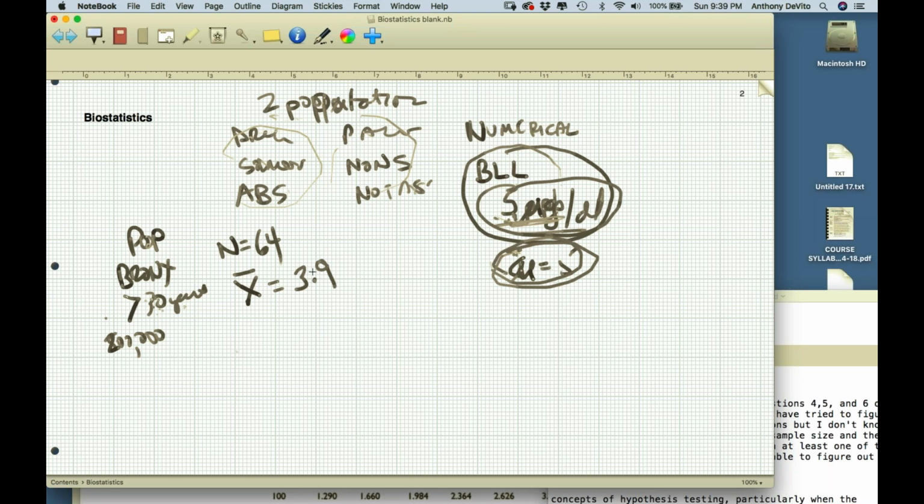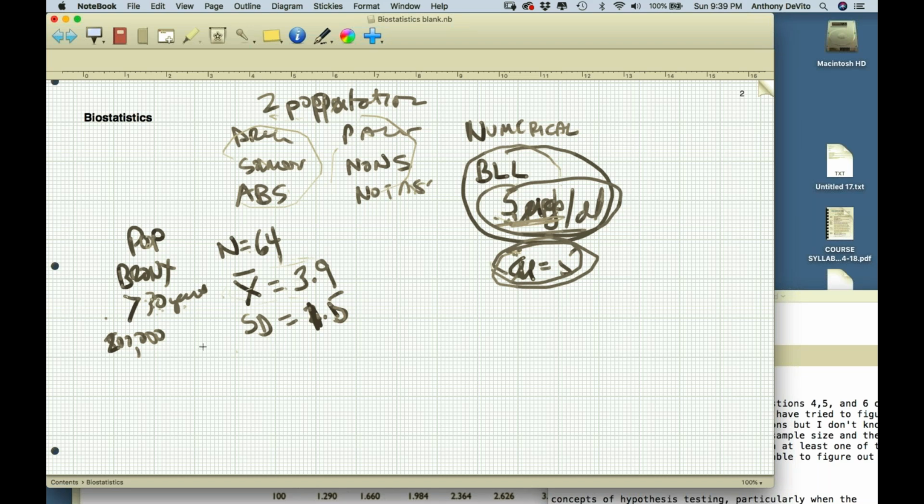Now I say to myself, okay, I want to compare these two numbers. Well, I could do a confidence interval for 3.9. Given that it's a small sample, I'll use the t-value because I don't know what sigma is. Let's say I know that the standard deviation of this sample was equal to, let's say, 1.5. Variability was 1.5 in this sample, pretty variable.